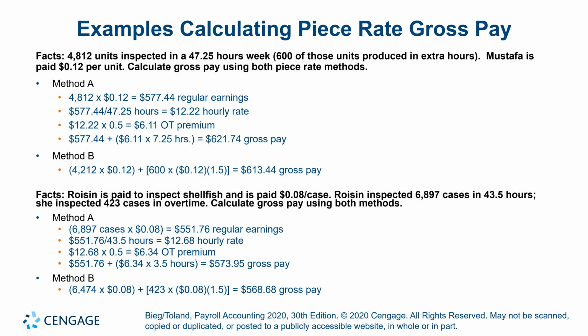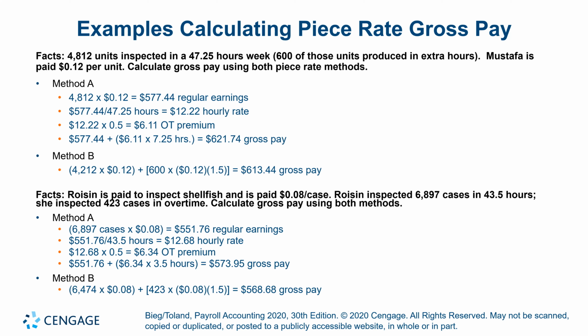And so for method B, even though Mustafa produced 4,812 units, 600 of them were produced in the extra hours. So we're separating those two out. So method B, we're taking 4,212 times the regular piece rate per unit. And then we're taking the other 600 units times 18 cents a unit, right? 12 times 1.5, 18 cents a unit for those overtime units.